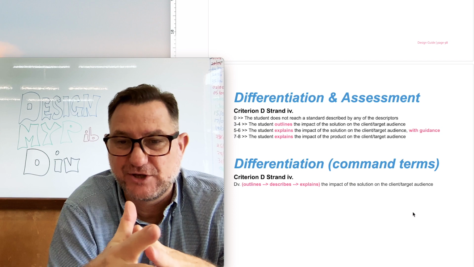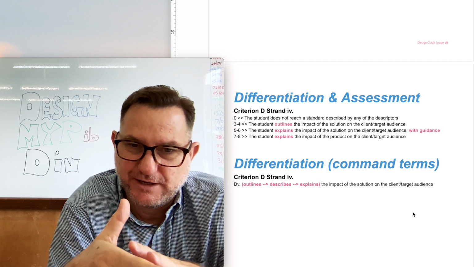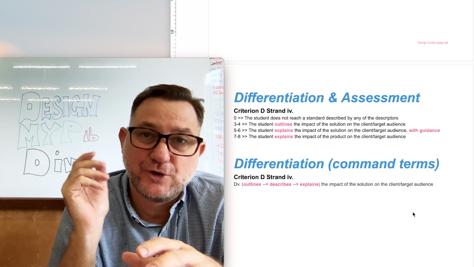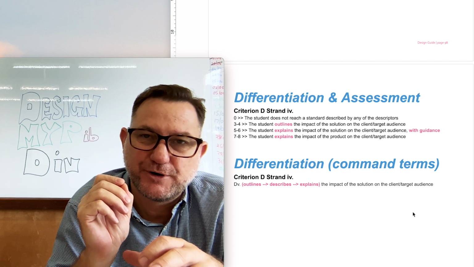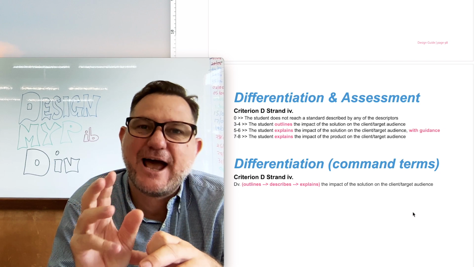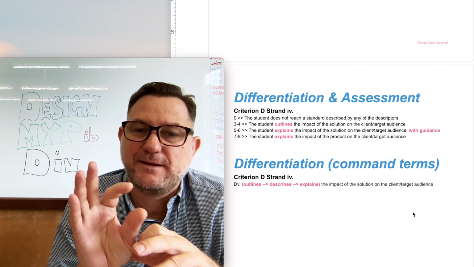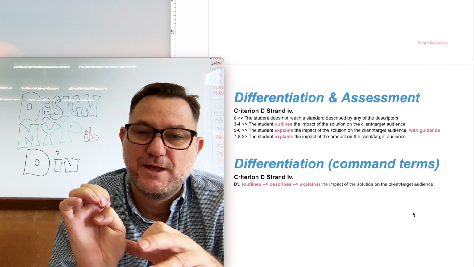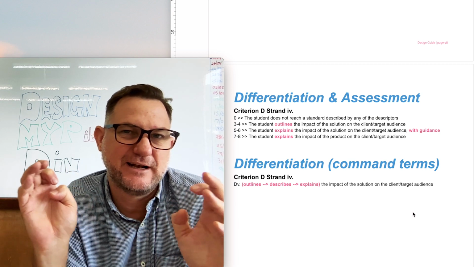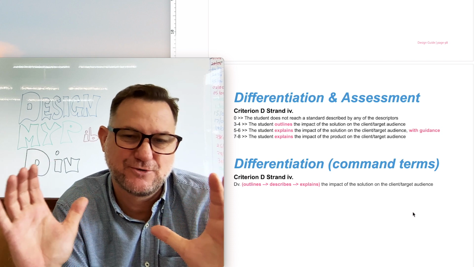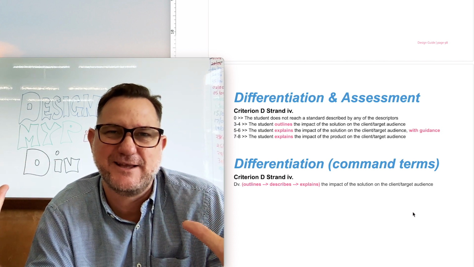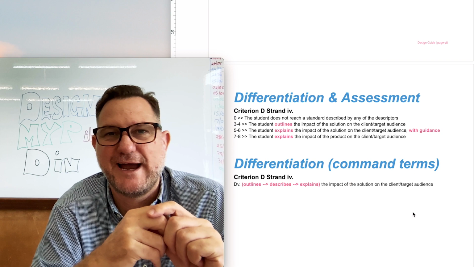So just looking at the command terms in a progression. First of all, identify some of the ways that your product has impacted, and then outline. If you can outline these impacts, you'll get a score of 4. But if you can flesh this out a little bit more and expand upon it, describe and then turn it into explaining the impacts, you'll get a score of 8 out of 8.